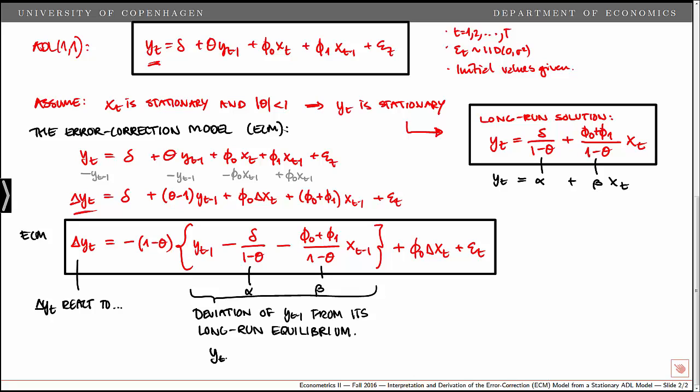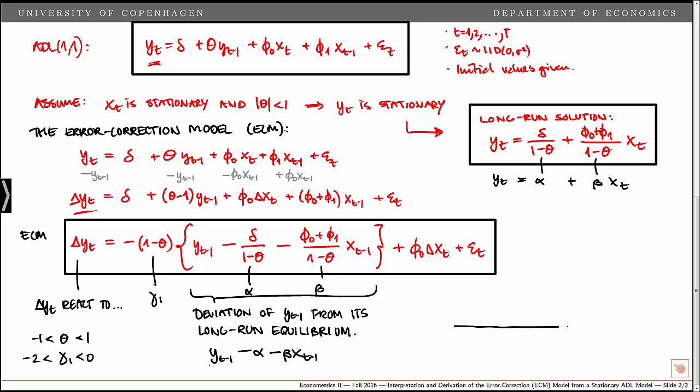So this is y_{t-1} minus alpha minus beta x_{t-1}, like this. So this defines the deviation of y_{t-1} from its long run equilibrium value given by the long run solution that we have up here. So the ECM model here tells us that the change in y_t is related to the deviation of y_t from its long run equilibrium. What we have in front here is a coefficient gamma_1. And note that if theta is numerically smaller than 1, so that it's greater than minus 1 and smaller than 1, that implies that the coefficient gamma_1 must be greater than minus 2 and smaller than 0.